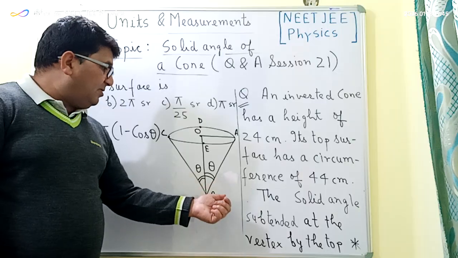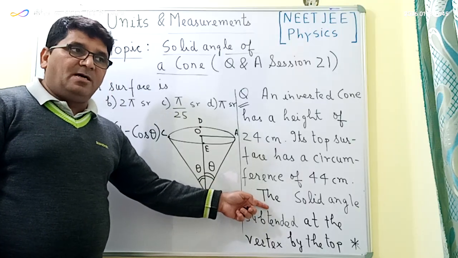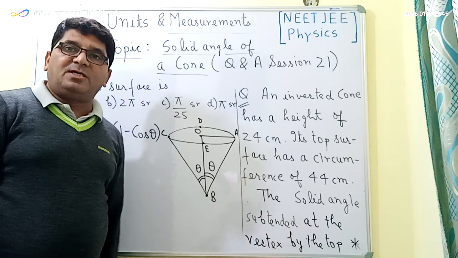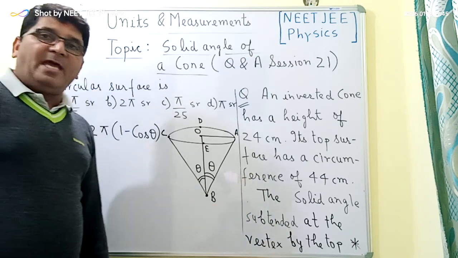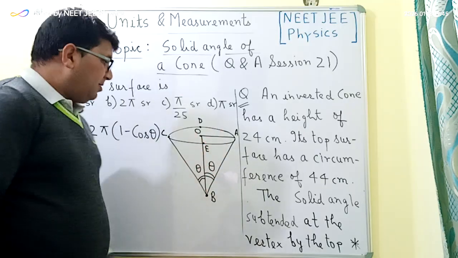Before proceeding further, I will just revise the definition of the solid angle. Solid angle is basically the measurement of 3D angular space which is subtended by an area at a point.